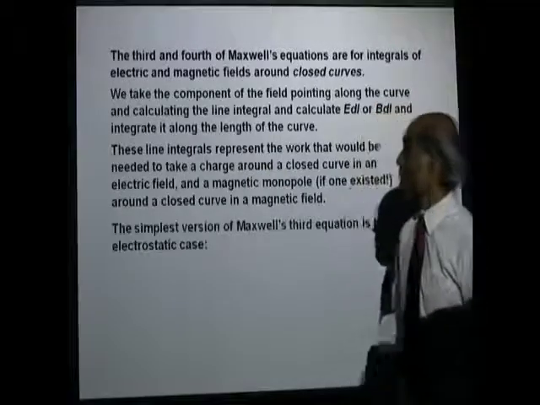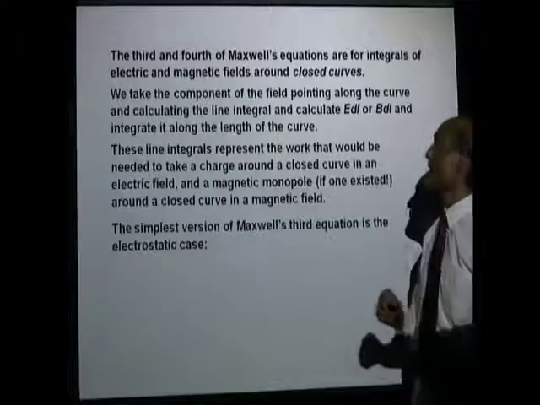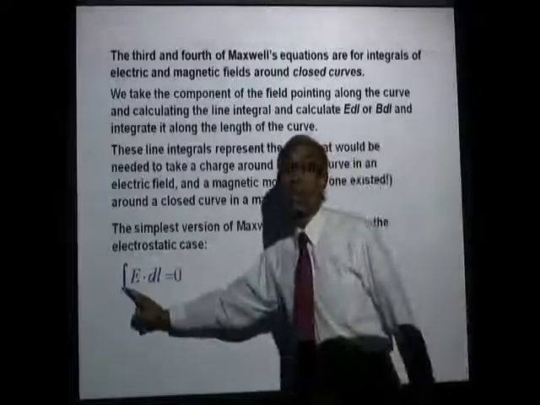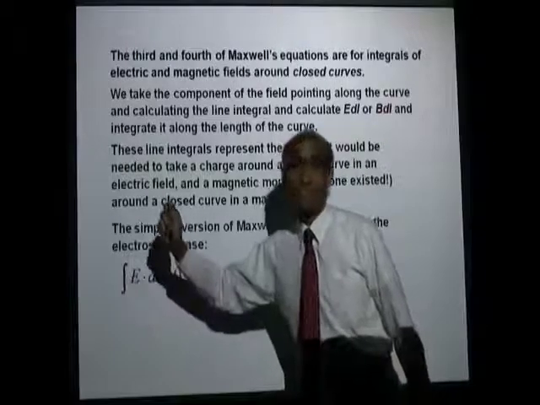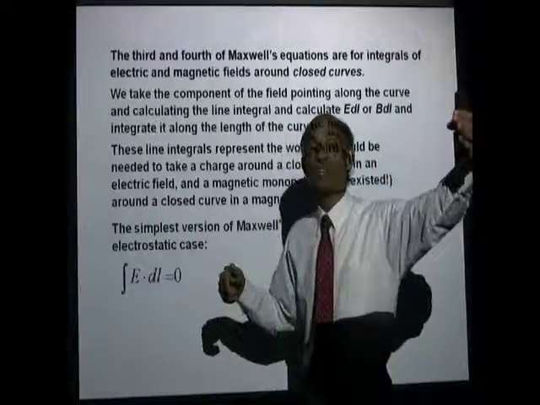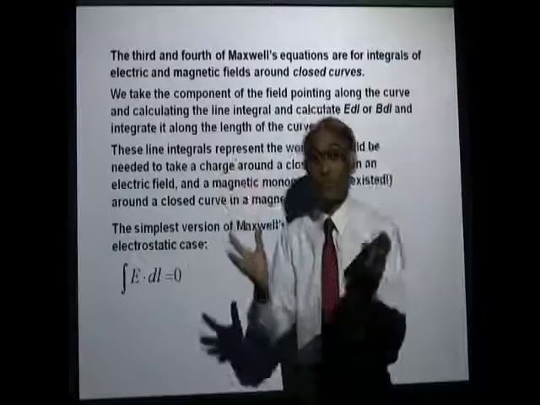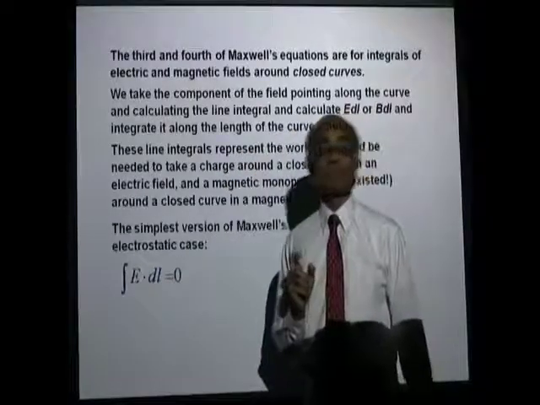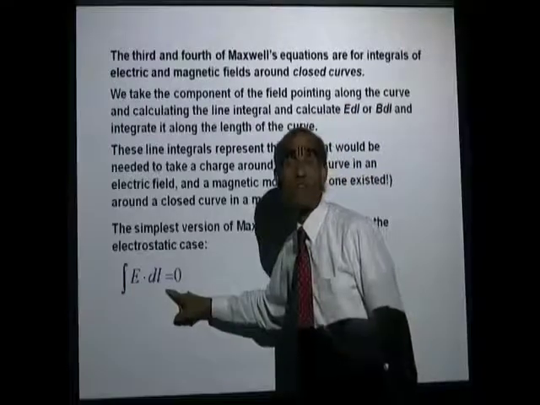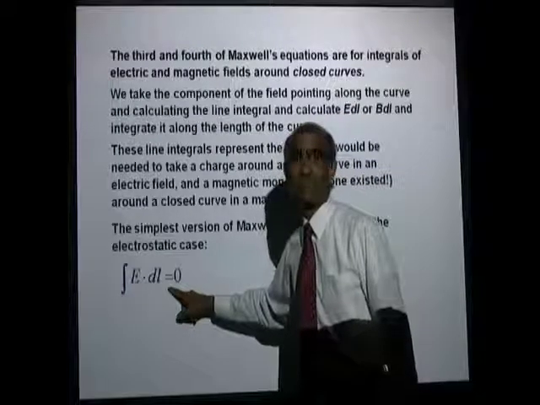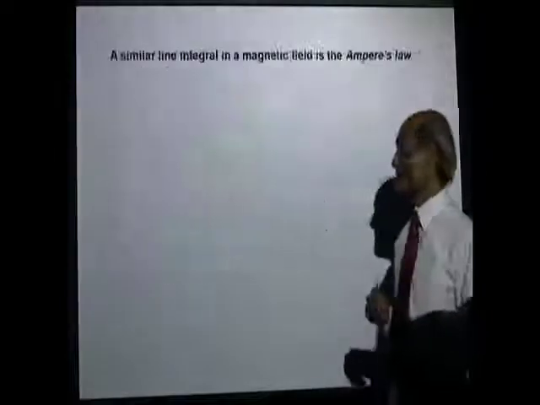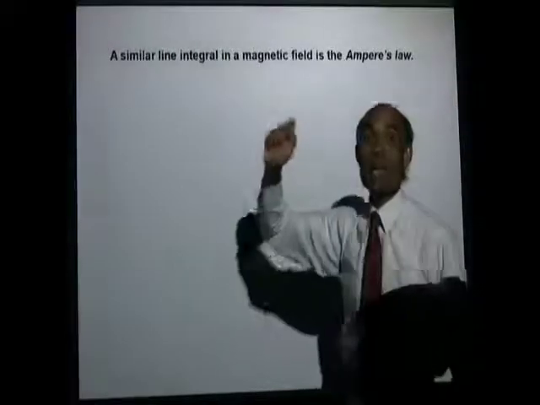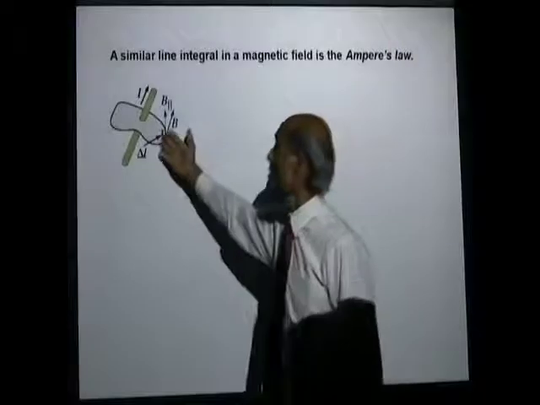Alright. Now, the simplest version of Maxwell's third equation is the electrostatic case integral. Now, remember, this integral stands for the line integral. The earlier two integrals we did for equations 1 and 2 are surface integrals. So, the line integral of E dot dl equals 0. In other words, this is the equation similar to Ampere's rule in magnetism. And this is Maxwell's third equation. And a similar line integral in a magnetic field is the Ampere's rule, which we talked about.